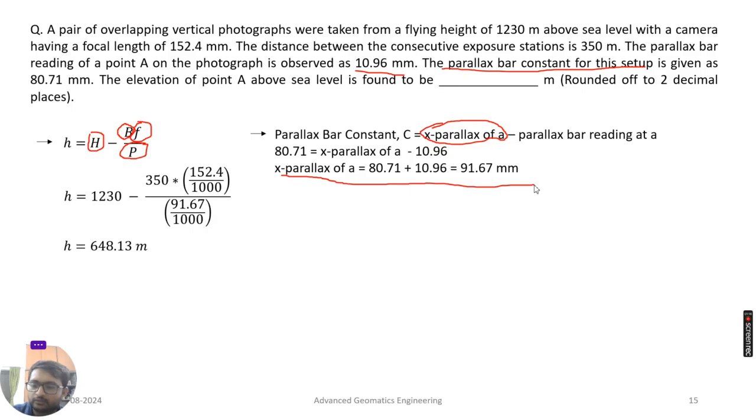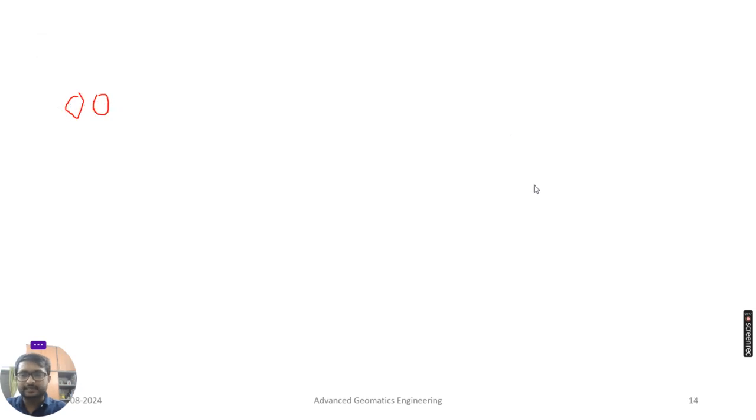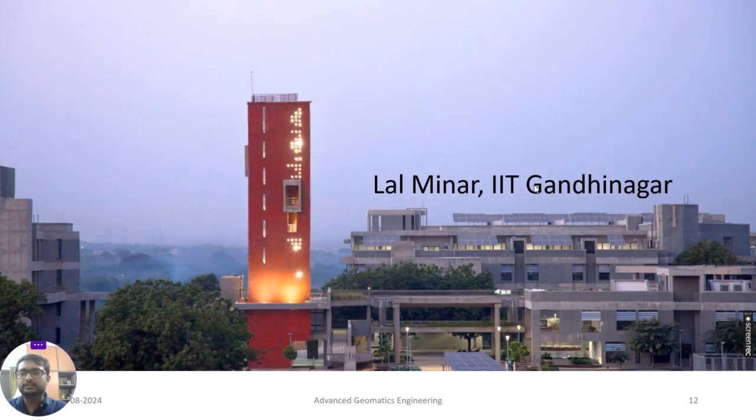So are you clear with this question? Yes, sir. Okay. So, I think we have covered the two main concepts of this week two, which is relief displacement and parallax. In parallax, that's absolute parallax, differential parallax, and how to find out the height using the parallax. In that also, we have seen two different methods.